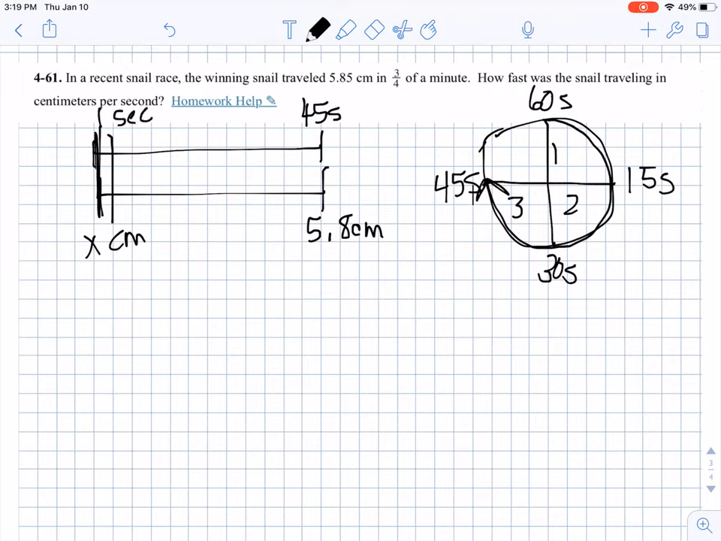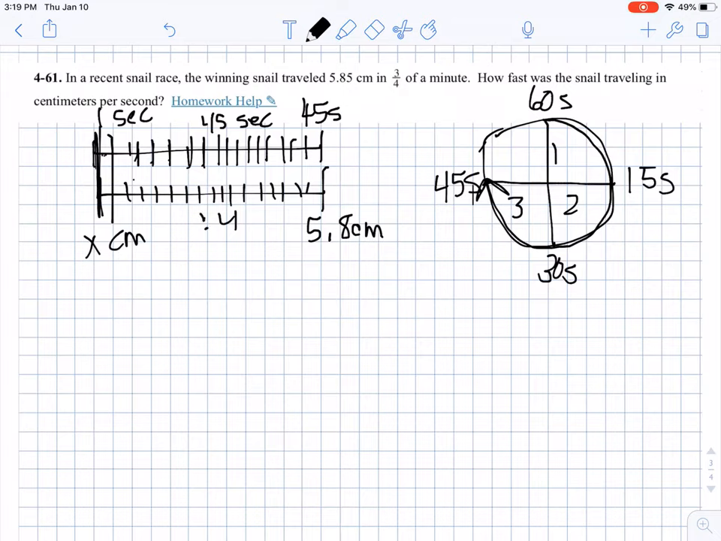So what I have to do is these 45 seconds, I literally have to divide this into 45. I'm not going to actually do it, but I'm going to divide this into 45 sections. And then I have the 1 second. So I'm going to do the same thing down here, and I'm going to divide this by 45. So I'm going to take 5.8 and I'm going to divide it by 45.